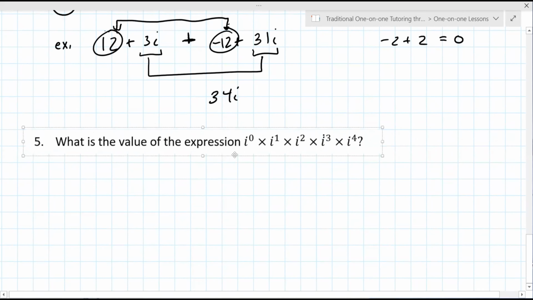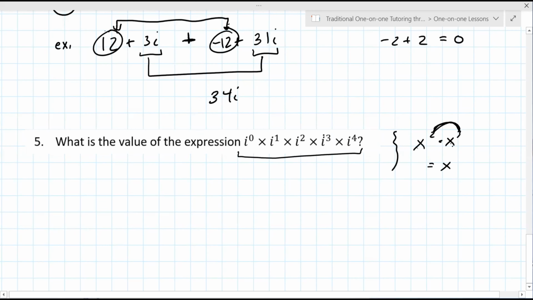Okay. All right. It says, what is the value of the expression i to the zero times i to the one times i squared times i cubed times i to the fourth? So one way to look at this problem is to remember that when you multiply, let's say off the side here is x squared times x cubed, when the bases are the same, do you remember what you do to the exponents? You subtract them. You add them. You add them when you're multiplying. If it's like x to the fifth over x cubed, then you subtract them. Okay. So we're going to add these: 0 plus 1 plus 2 plus 3 plus 4, and i to the 1, 3, 6. So we get i to the 10th power.